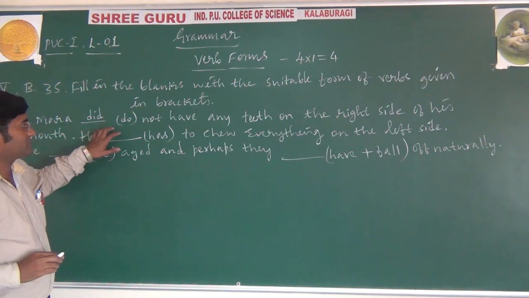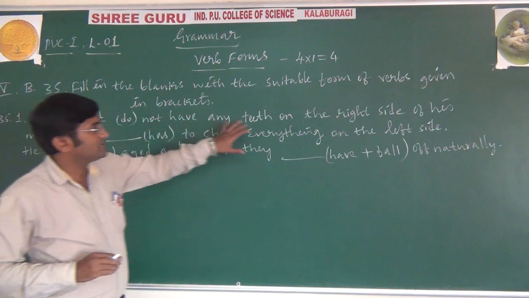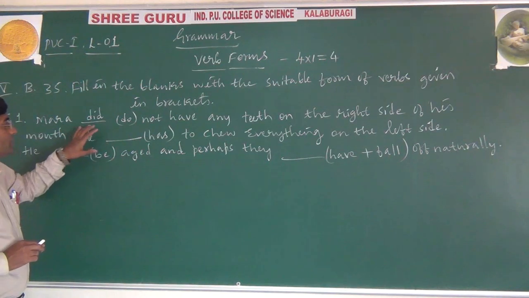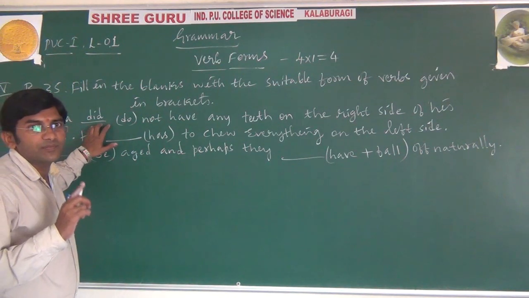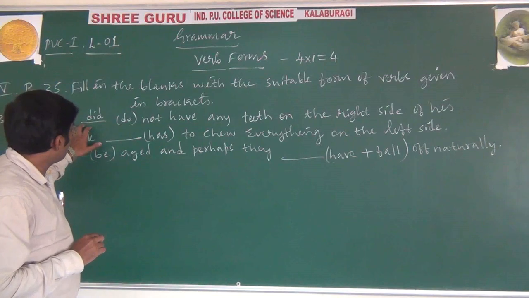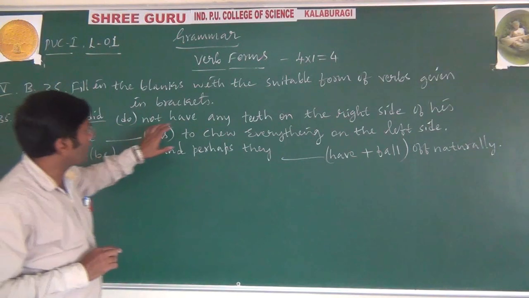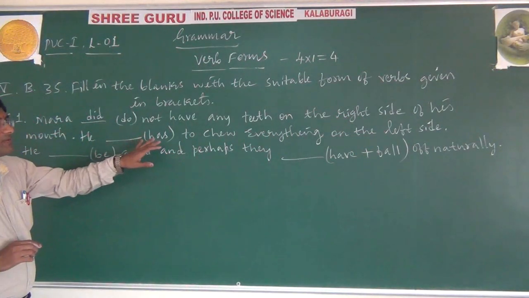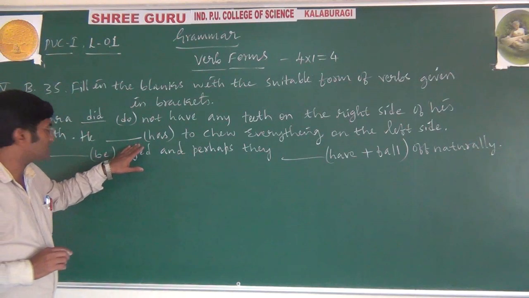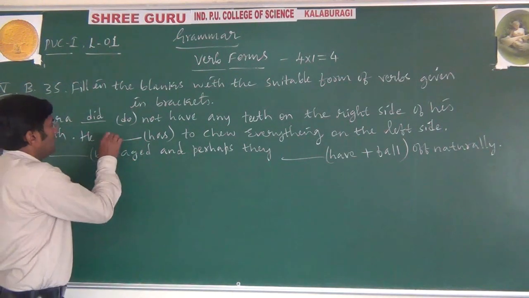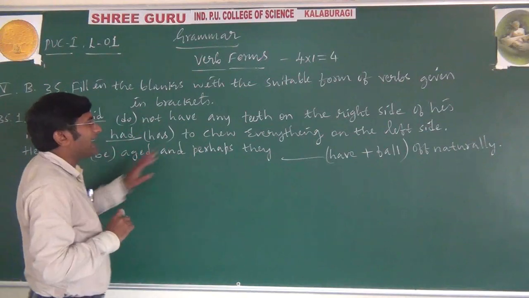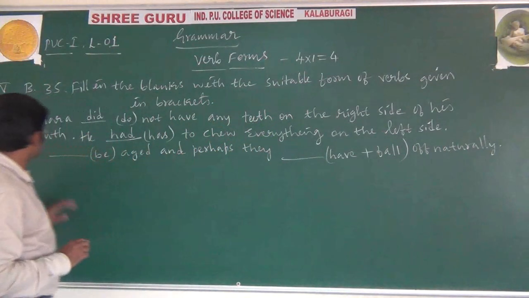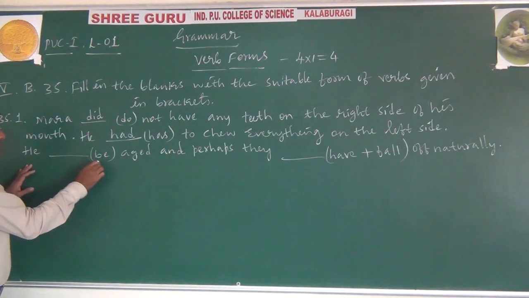If the sentence is Mara do not have any teeth on the right side of his mouth, it is in present tense. So we change only the verb, present into past tense. So Mara did not have any teeth on the right side of his mouth. He has to chew everything on the left side. This is also in present tense, so let us change it into past tense. He had to chew everything on the left side.